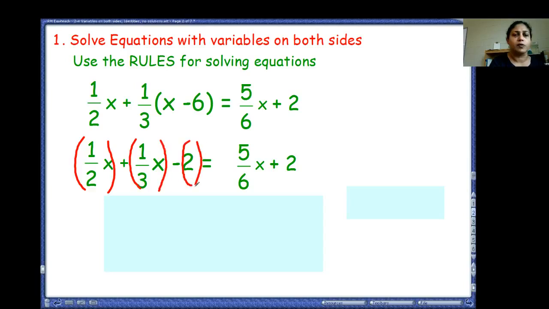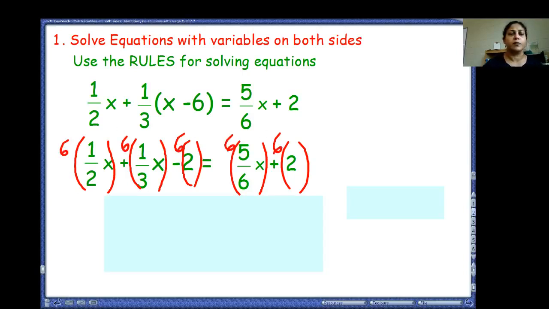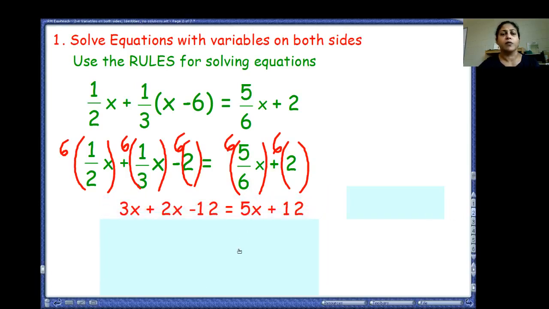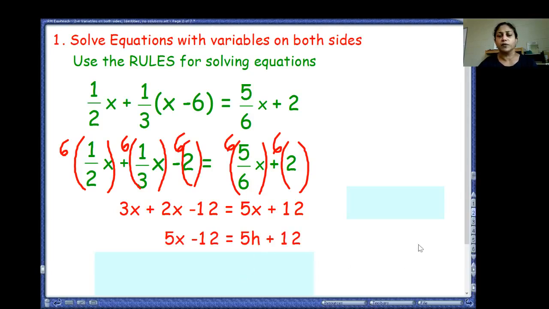And each term you are going to multiply by the LCD of the fractions, and in this case the LCD happens to be 6. So we're going to put 6 on the left side, and we're going to simplify each term. So you should end up with 3 terms on the left and 3 terms on the right, and it will become 3x plus 2x minus 12 equals 5x plus 12. The next step is to combine the like terms on the left and the right, and you end up with 5x minus 12 equals 5.